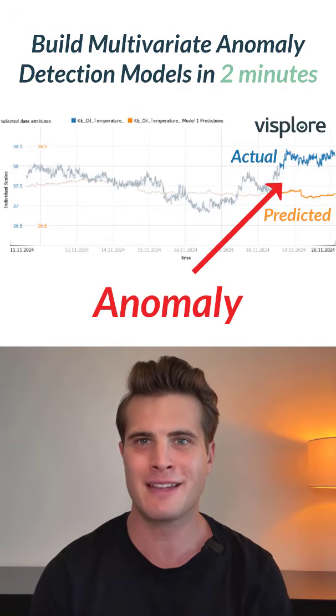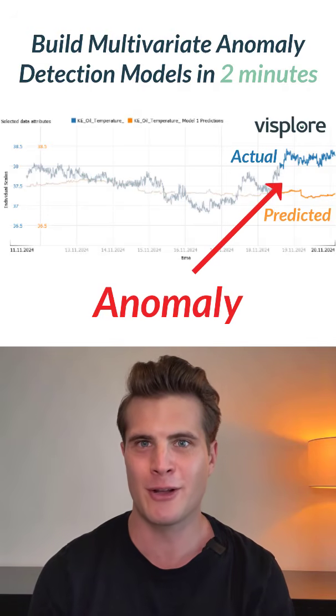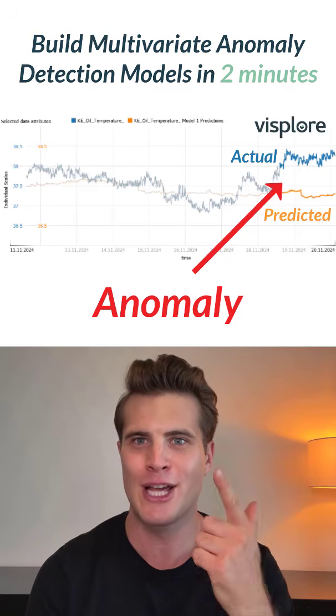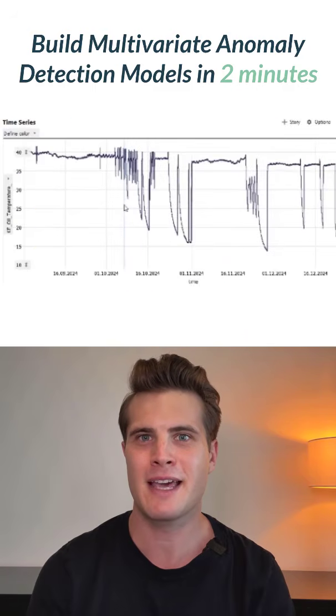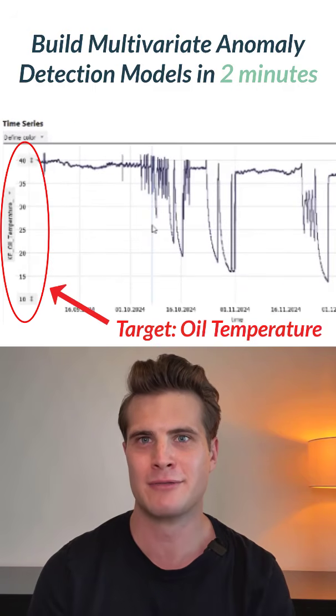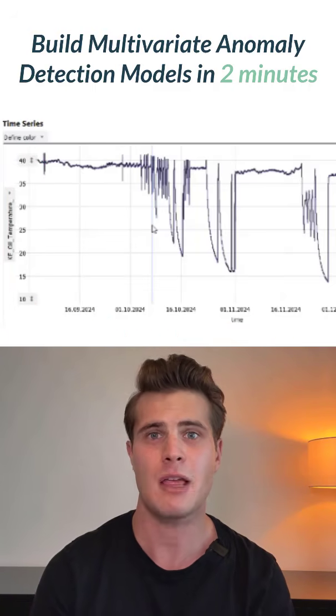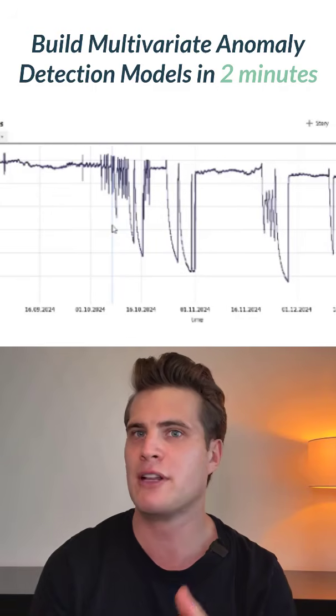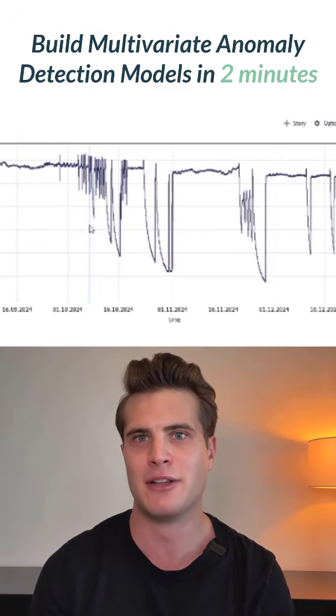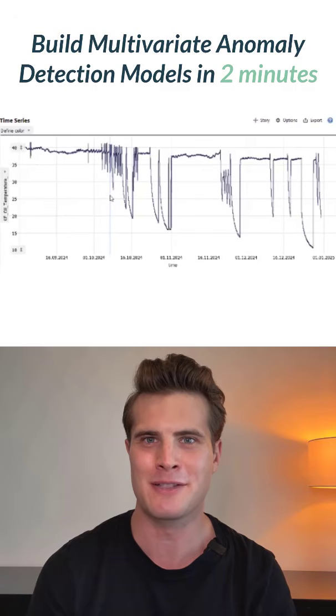Here's how you can build intelligent monitoring models and automate anomaly detection for critical parameters in just 2 minutes. In this case, I'm using oil temperature data from a turbine, which is often a key indicator of equipment health. But this exact approach works for literally any industrial asset with multivariate data. So let's build this thing.